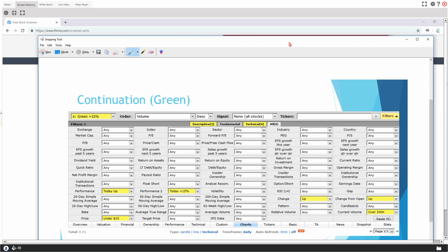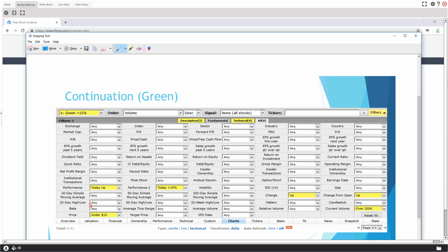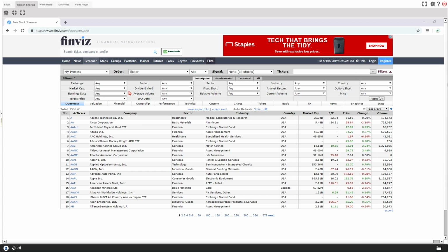So these settings that we're going to be looking at, we have performance. Today is going to be up. We're going to have price under $10. Performance number 2, today, we want to look for anything above 15%. Now, today is a little bit of a slower day, so we're not going to see as much above 15%. Change from open up, current volume over 200K to show that we definitely have some volume behind it. So again, let's set this up and see what we have.